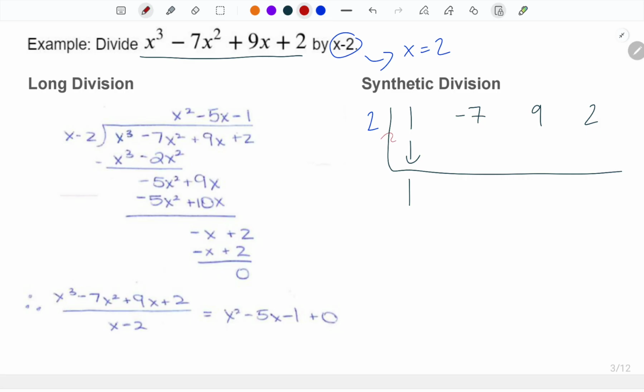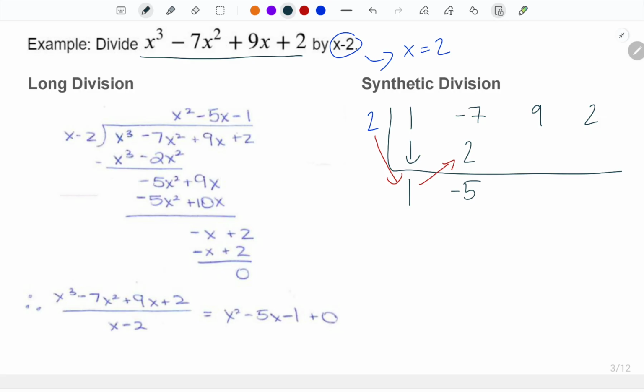The algorithm is going to say, take the 2, multiply by the number that we have down there, and write that in your next column. So essentially we're going to create columns of numbers. And so that's going to be the number 2 here. So 2 times 1 is 2. All right, and then what we're going to do with those columns is we're just going to add the numbers in the columns. So -7 plus 2 is just -5.